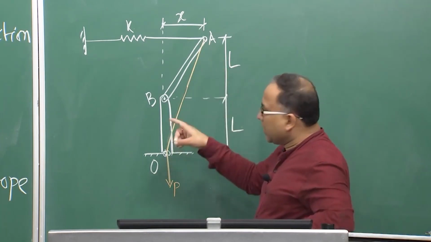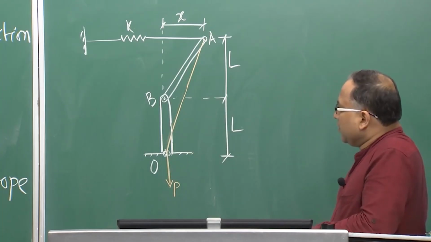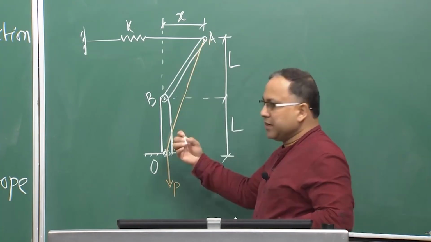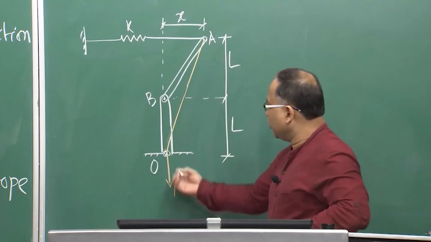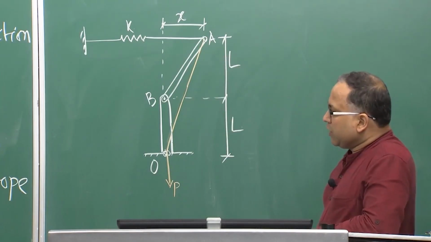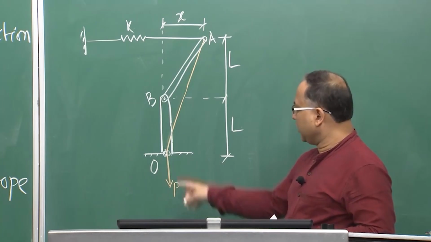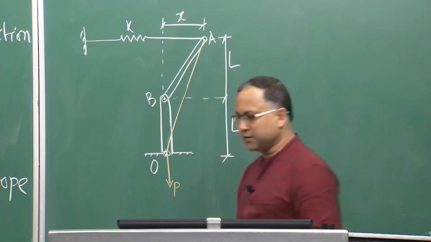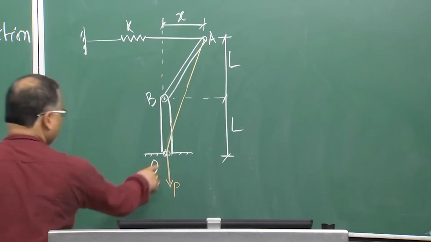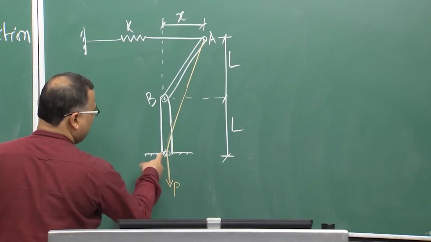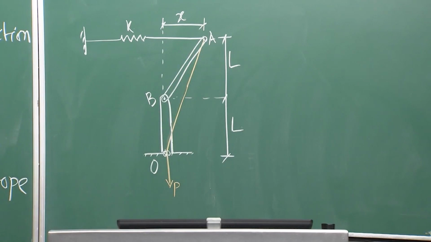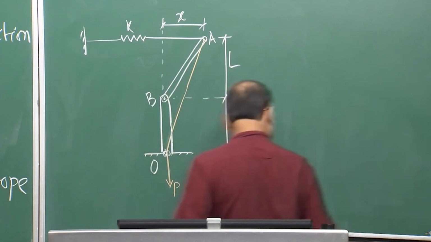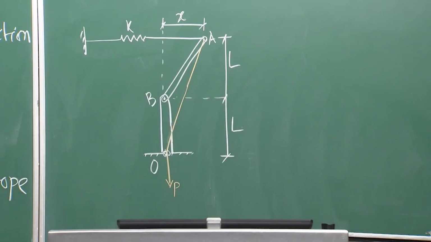So, this orange line is your rope. We are pulling this end A through this rope, which is passing through a guide O. This is some guide, some roller kind of thing, through which the rope is passing. Here the load is vertical and this is the inclined rope. Now, this is the problem. So, let us solve this problem by using the knowledge we have gathered in this chapter.